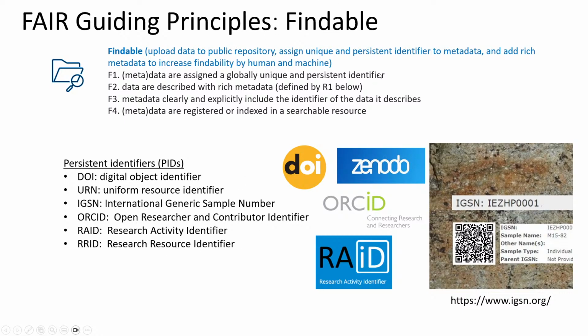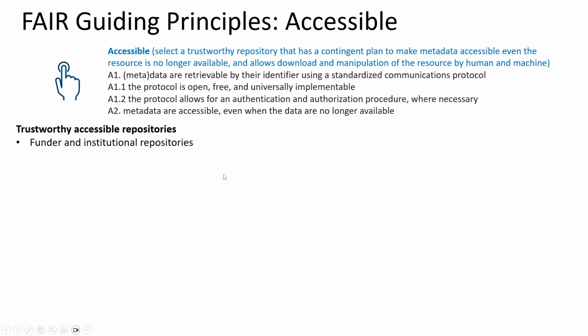Okay. So that is how to make your data findable, in a nutshell: by making a persistent identifier. How to make your data accessible? You need to not keep it on your hard drive or on your computer, but you need to make it available on some trustworthy, accessible repository.